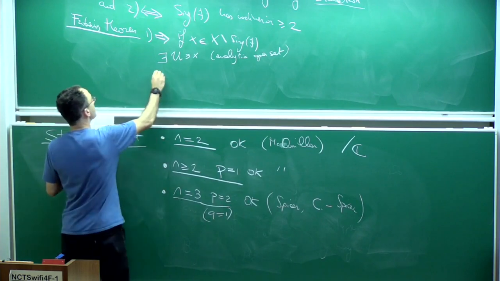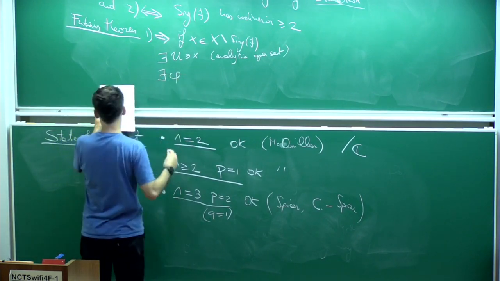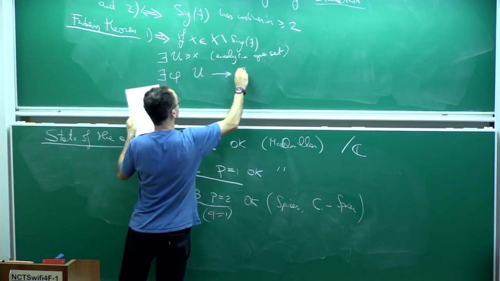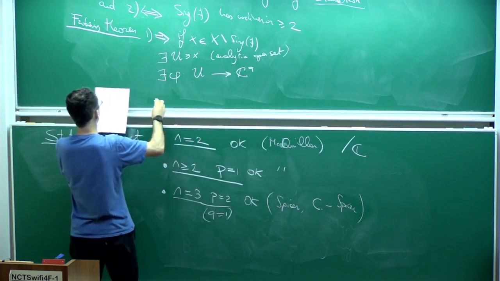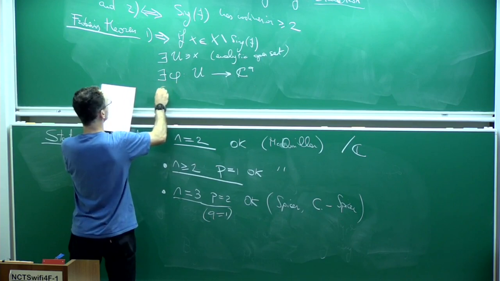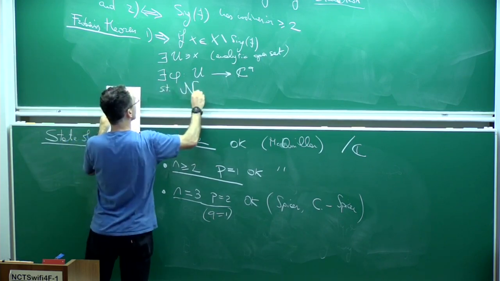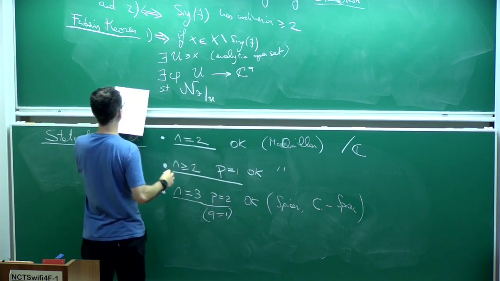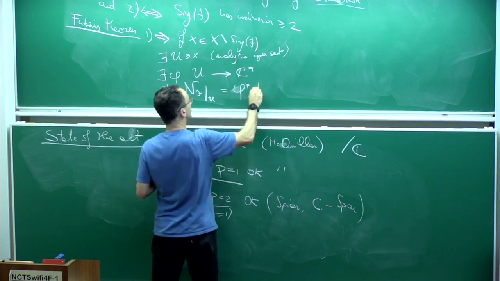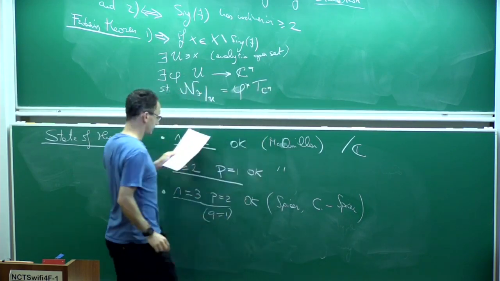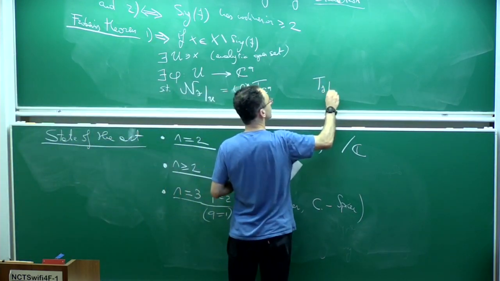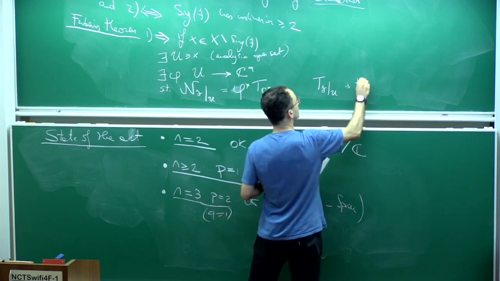And there exists a map phi from U to C^q such that pretty much the foliation is induced by this map. So such that if we take N_F and we restrict it to U, this is nothing but the pullback of the tangent bundle of C^q. So in other words, T_F restricted to U is the relative tangent bundle.